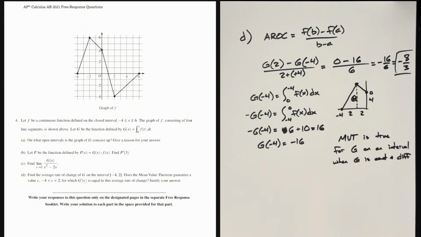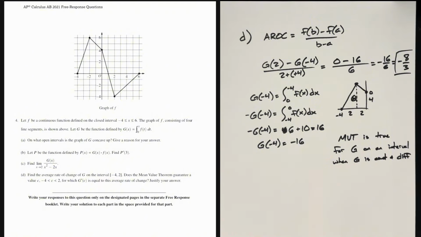So remember, for mean value theorem, right, all that needs to happen is for our function to be differentiable, which also means it's continuous, over this interval. So therefore, there must be a point where our instantaneous rate of change equals our average rate of change, which is -8/3.